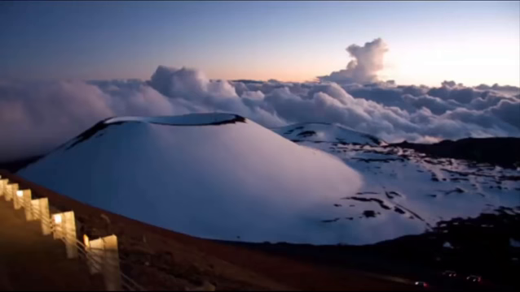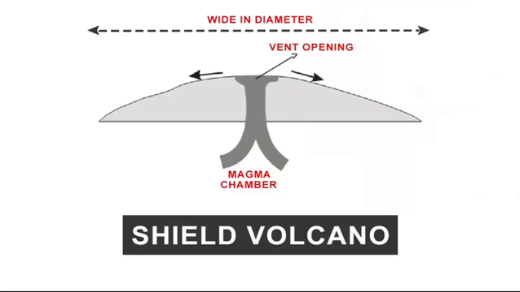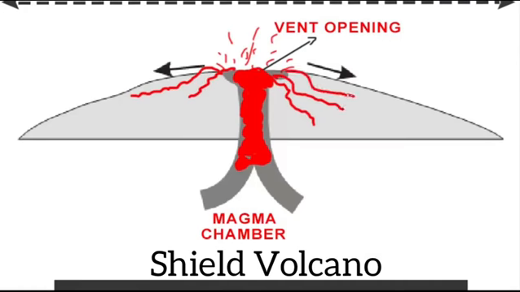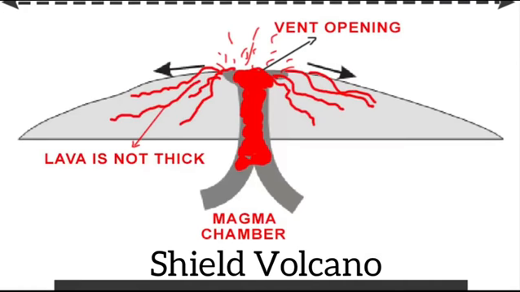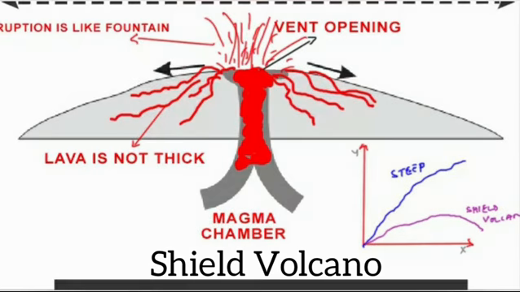If you look at the picture, they resemble the shape of a warrior's shield. It's that wide in diameter. And the type of lava that gets out of this volcano is low in viscosity, meaning it is not thick. It is more of a fluid quality. And due to that, these volcanoes are not steep. Since the lava is not thick, therefore its eruption is like a fountain.